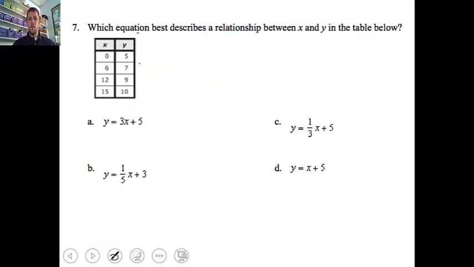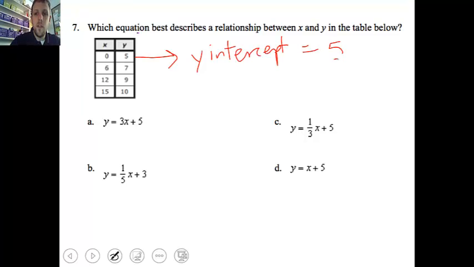Which equation best describes a relationship between X and Y in the table below? I know that this is the y-intercept because it tells me what is at 0. So the y-intercept is 5. So I know it's not B because that has a y-intercept of 3. The next thing I'm going to do is start putting the numbers in. So this would be 3 times 0 plus 5.